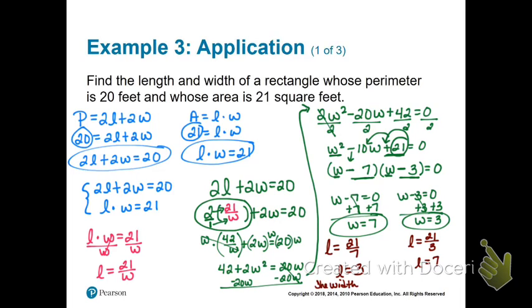So the width is 7 feet when the length is 3 feet. Or the width is 3 feet when the length is 7 feet. Oh no, I'm out of room. Well, that says feet there at the very end.